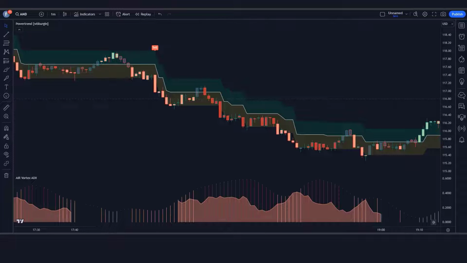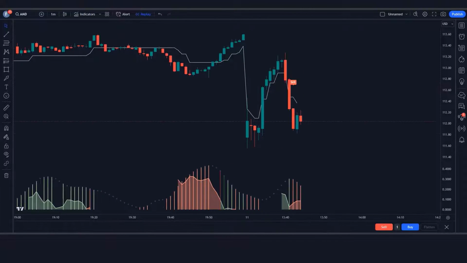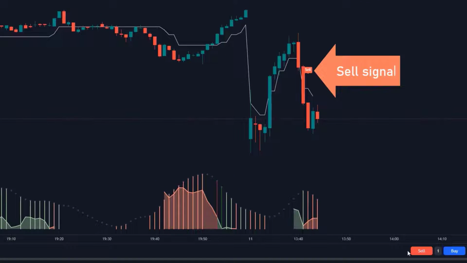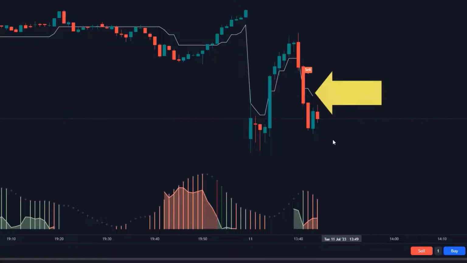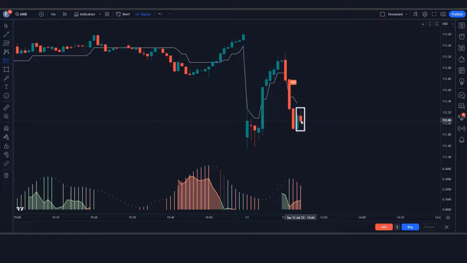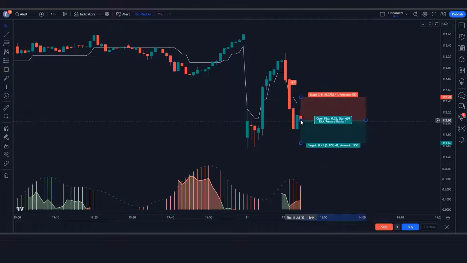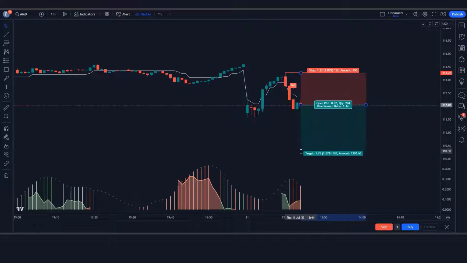Let's see how we use these trading setups. When the power trend indicator gives us the sell signal, and the price is marked below the trend line, and the AIR Vortex ADX indicator is red in color, and the market forms a bearish candle, if these conditions are fulfilled, then we will place a sell order. Our stop loss is to be placed at the high of the previous candle, and the risk to reward ratio will be 1:1.5.